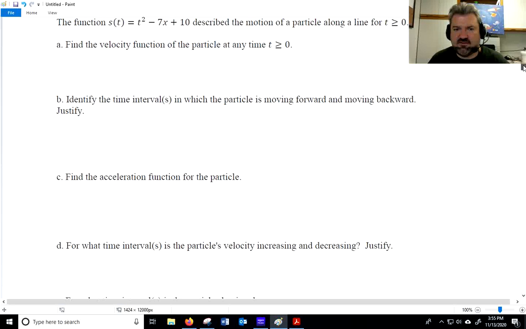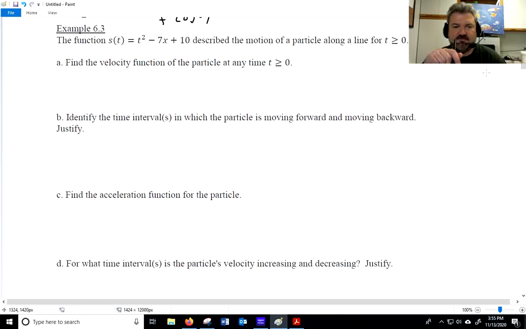Let's welcome Isaac Newton back and do a little bit of velocity and particle motion. The function s of t equals t squared minus 7t plus 10 describes the motion of a particle along a line for t greater than 0. We're going to find the velocity function of the particle at any time t greater than 0. Okay, well, velocity is the derivative of position. Velocity is the rate of change of position. So v of t must be equal to 2t minus 7. Very good. All right, identify the time intervals in which the particle is moving forward and moving backward.